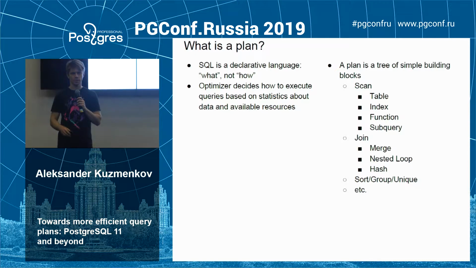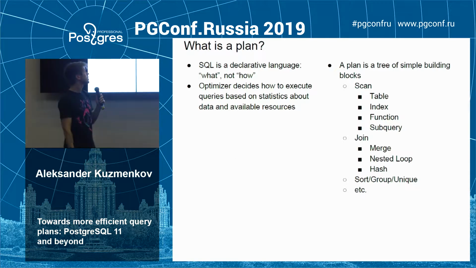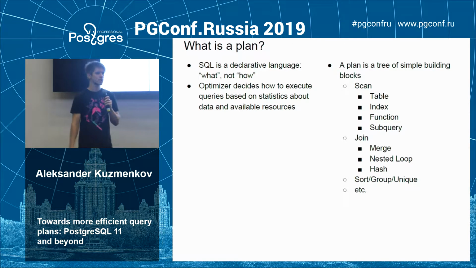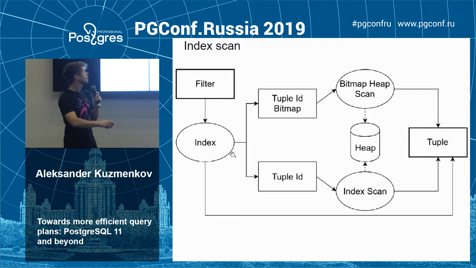Every table is scanned in a way, either a sequential scan or using indexes. Then in some way they are joined together using different types of algorithms. Probably we do some sorting and grouping. The sequential scan is not that interesting. Let's talk about indexes then.